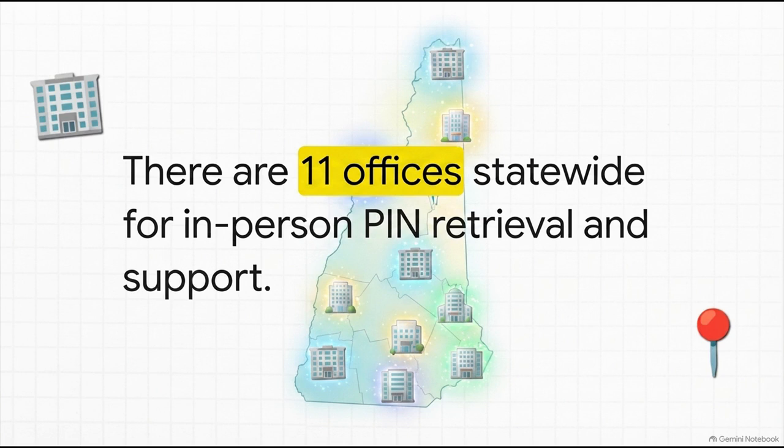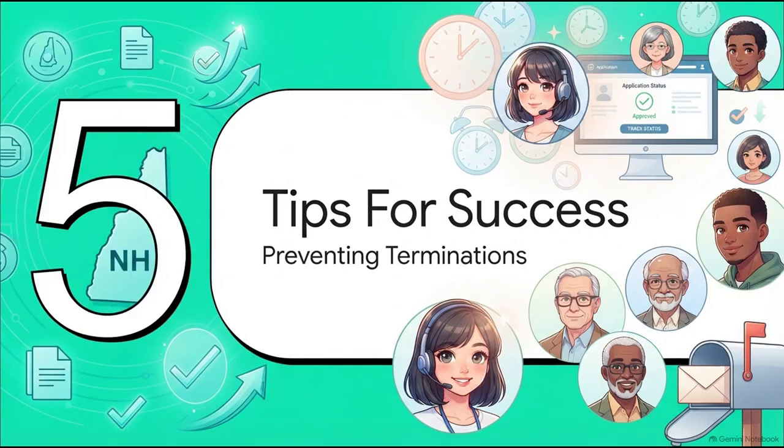But you know, sometimes calling just isn't enough, especially if that 30-day mailed PIN expired, or if you don't really have a stable physical address to receive mail in the first place. Fortunately, New Hampshire has 11 local district offices scattered all across the state, in places like Manchester, Concord, Keene, and Berlin. You can literally just walk into any of these offices between 8 a.m. and 4 p.m. Monday through Friday, prove your identity in person, and have the staff print your PIN notice right there on the spot.